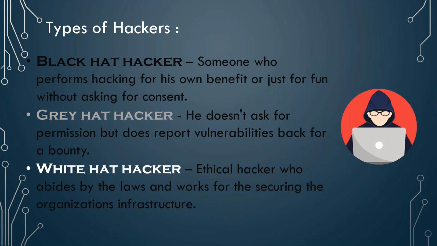And in between, there's a third category, kind of a mysterious guy called a gray hat hacker. Now, he has both the qualities of a black hat as well as a white hat. Like a black hat hacker, he doesn't ask for permission or consent. But once he finds a vulnerability, like a white hat hacker, he reports it back. He doesn't take advantage of it. He does not misuse that vulnerability or exploit it. He reports it back to the organization.